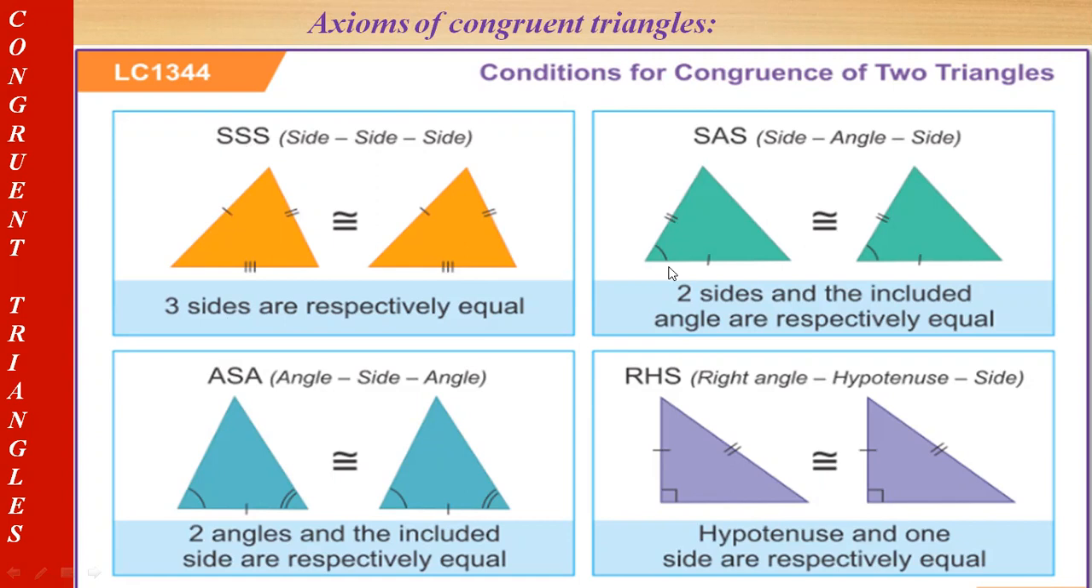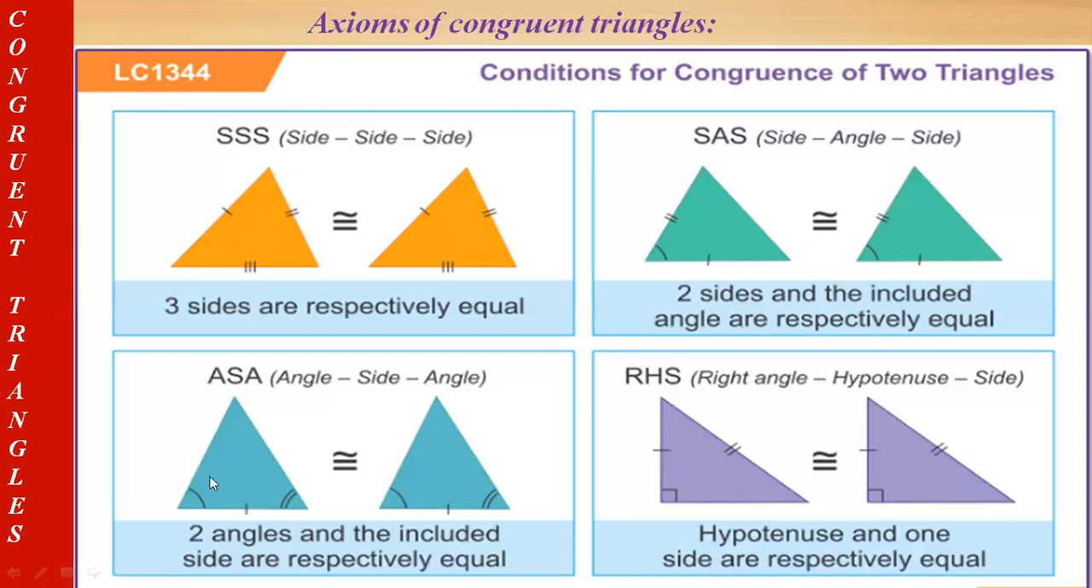Look here, this side and this side are equal, and this angle and this angle are equal, and this line segment and this line segment are equal. It means side angle side, that means two sides and the included angles are respectively equal, then the given triangles will be congruent to each other.